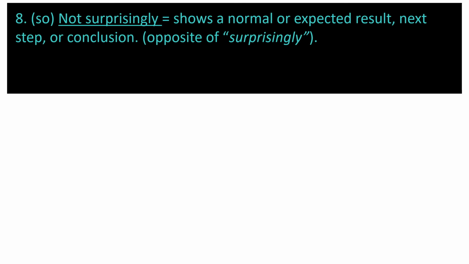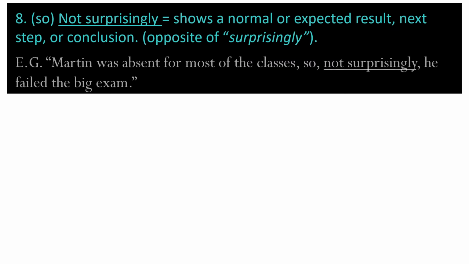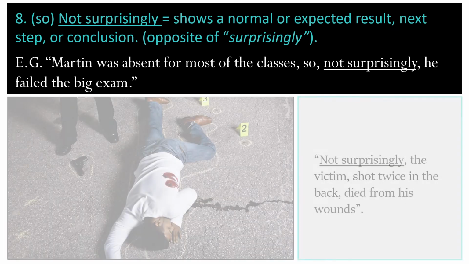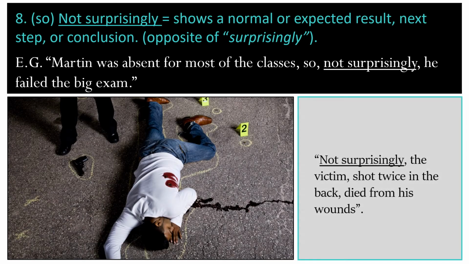Number 8. Not surprisingly. This one shows a normal or expected result, logical next step or conclusion, and it's the opposite of surprisingly. Example. Martin was absent for most of the classes, so, not surprisingly, he failed the big exam. Here's another example. Not surprisingly, the victim, shot twice in the back, died from his wounds.